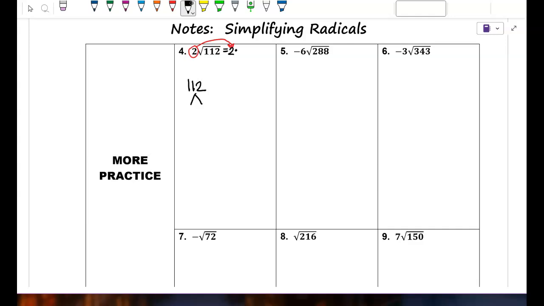So what 2 numbers can I multiply together to make 112? So 2 times 56. Again, it's an even number, so I know that 2 goes into it. 2 is prime, so I can't break down the 2 any further. What about 56? What 2 numbers can I multiply together to make 56?